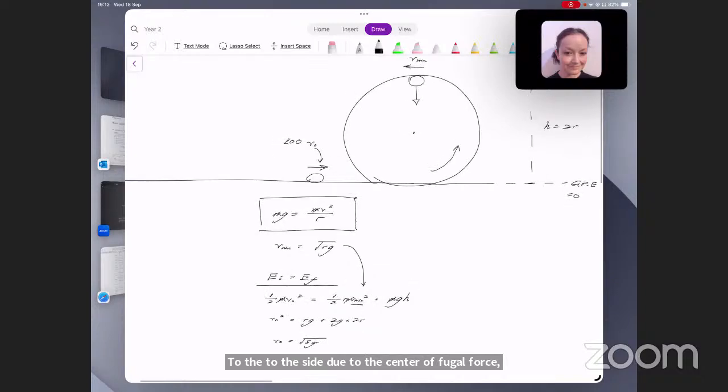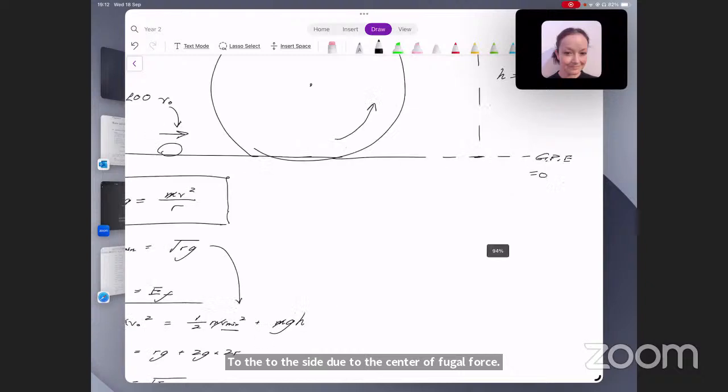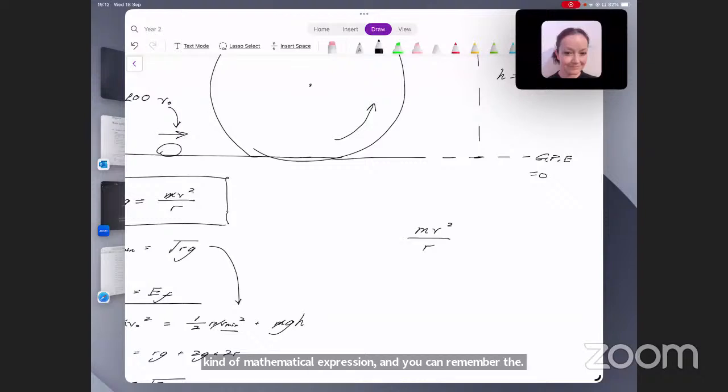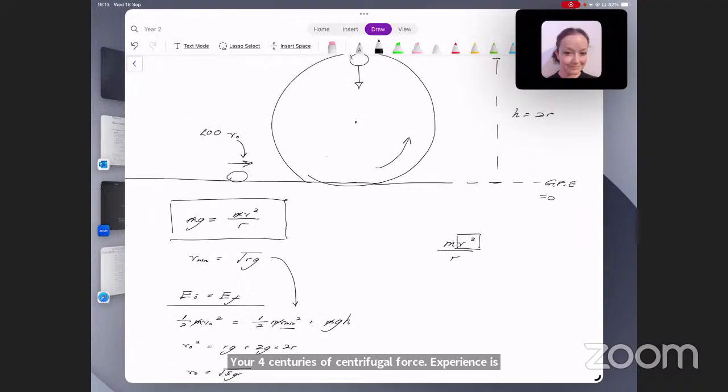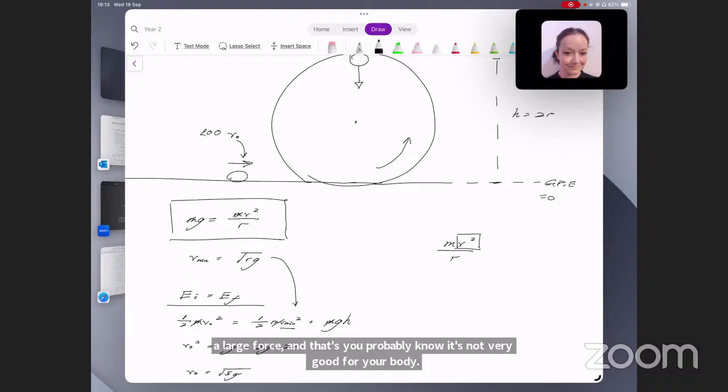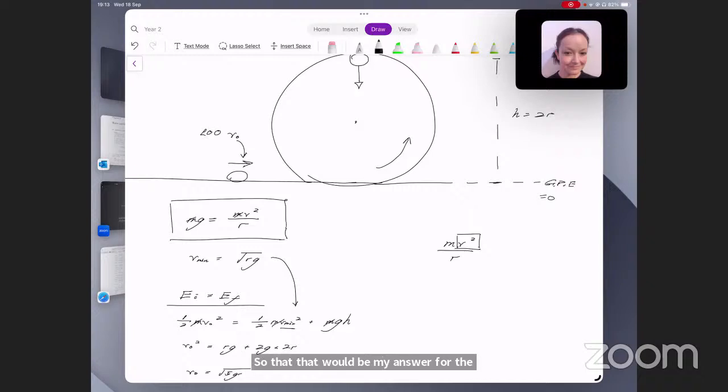And if you want some kind of mathematical expression, remember this is just a rough estimate, not the exact way to work it out. This V squared term means the centripetal or centrifugal force you experience is proportional to V squared, and it will increase quite a lot. You will experience quite a large force, and as you probably know, that's not very good for your body. A really high G force. So that would be my final answer for part C, and I will hand over to question 3.